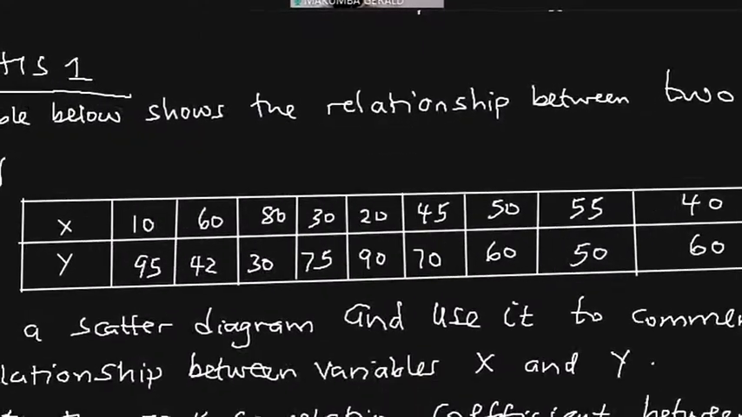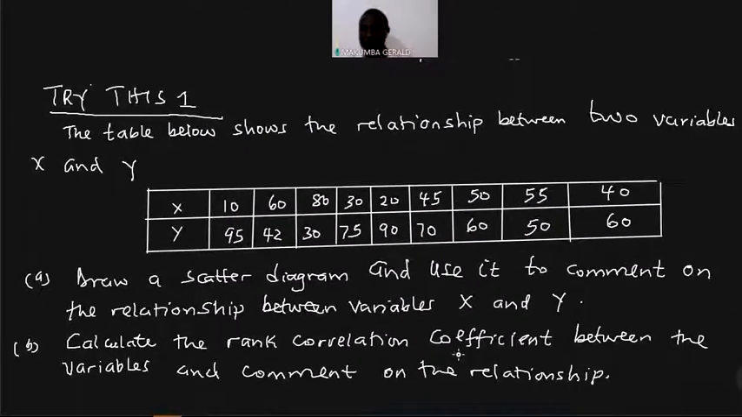Our question is here now, which you are supposed to try out. The table below shows a relationship between two variables x and y. So this is our table. Draw a scatter diagram and use it to comment on the relationship between x and y. Part B, calculate the rank correlation coefficient between the variables and comment on the relationship.